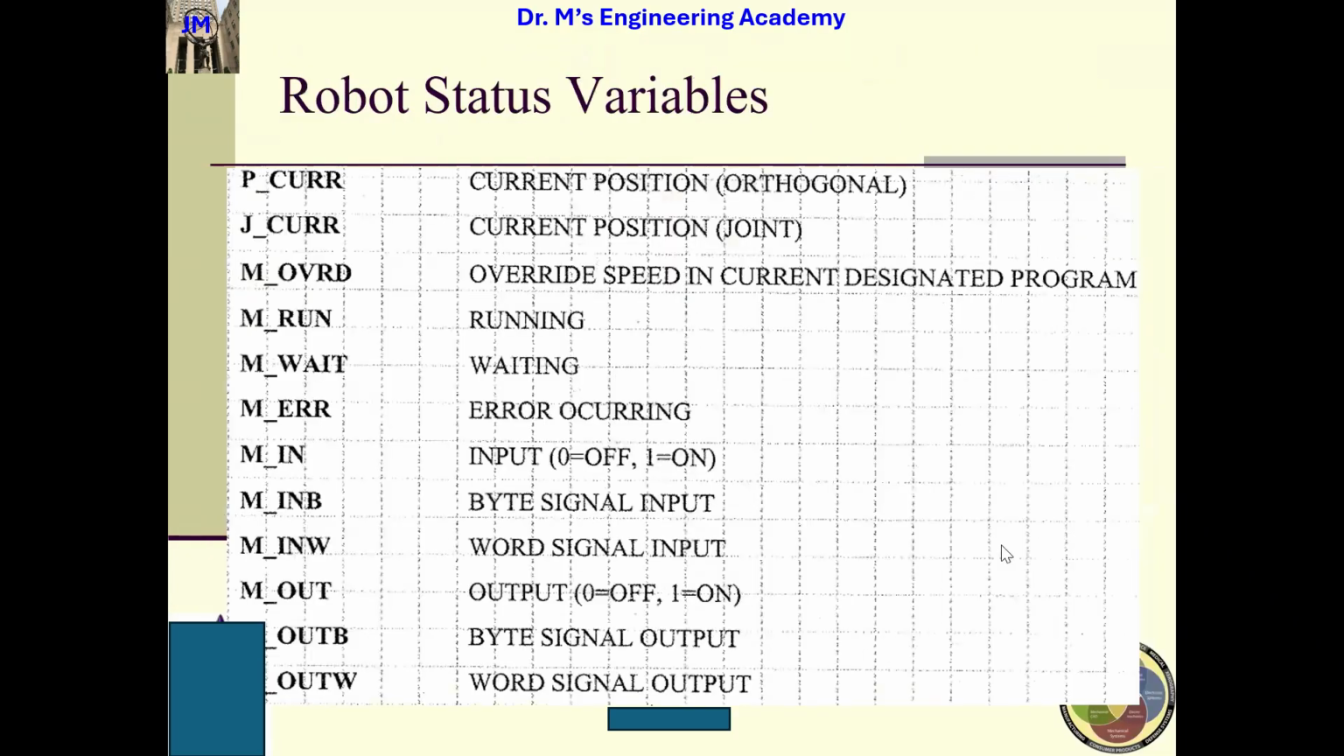And then we talk about robot status variables. These are system variables, and you can use them, but you cannot change them. The picker, and for the picker we know the current position. Orthogonal means XYZ. So the G-curve is the current position, or the joint if in joint mode.